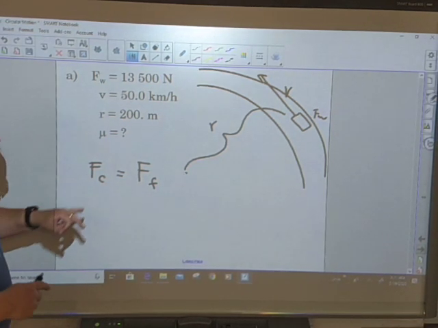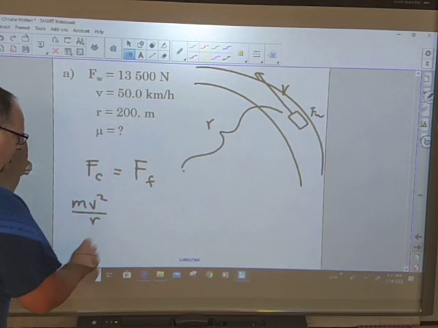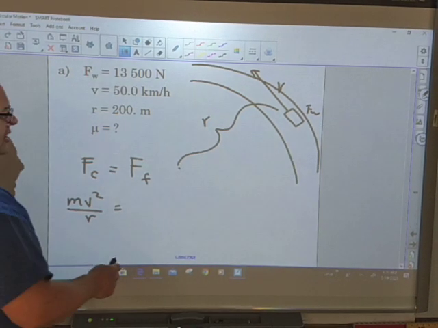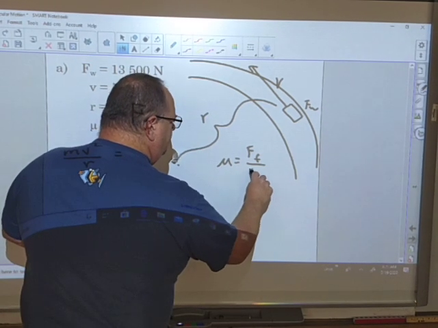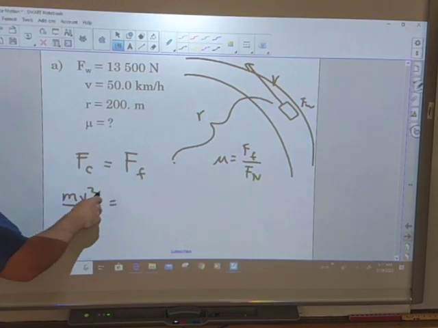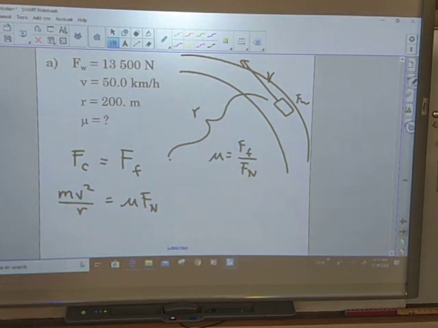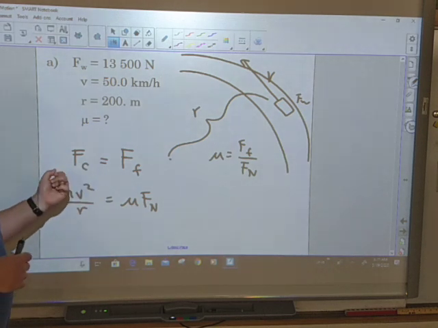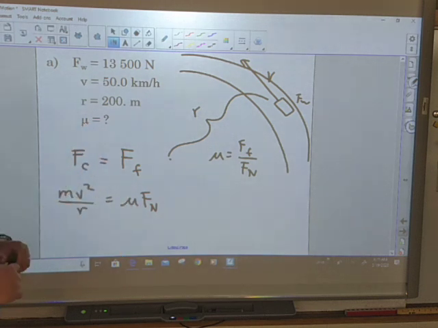Now we've got a formula for centripetal force. Centripetal force is mv squared over r. And we've got a formula for friction. If mu equals force of friction over the normal force, then friction is mu times the normal force. So if I realize that friction is my centripetal force, and I have a way of calculating both, we'll set those equal to each other.